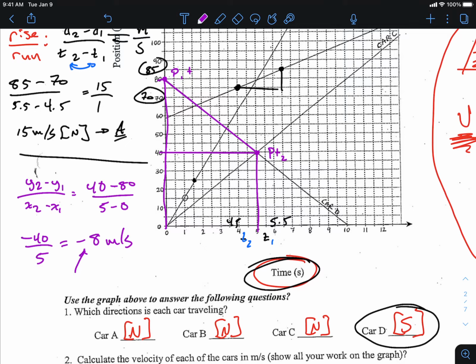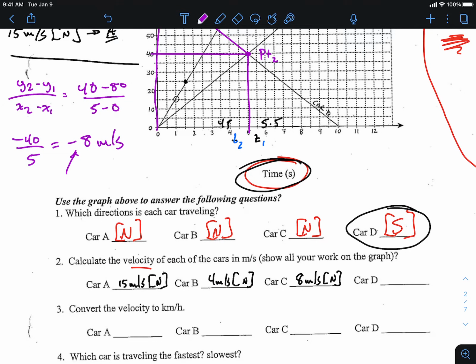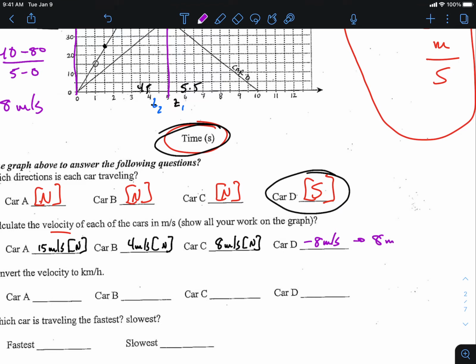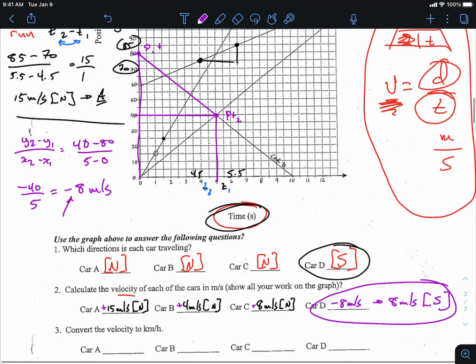What does this negative imply? It implies that it's traveling in the south direction, or its slope is negative. So your answer can be one of two things: the negative 8 meters per second, or you can write 8 meters per second south. These are both the same thing. And you can see here, this would be positive, positive, positive. We talked about that yesterday. Is everybody okay? Any questions?